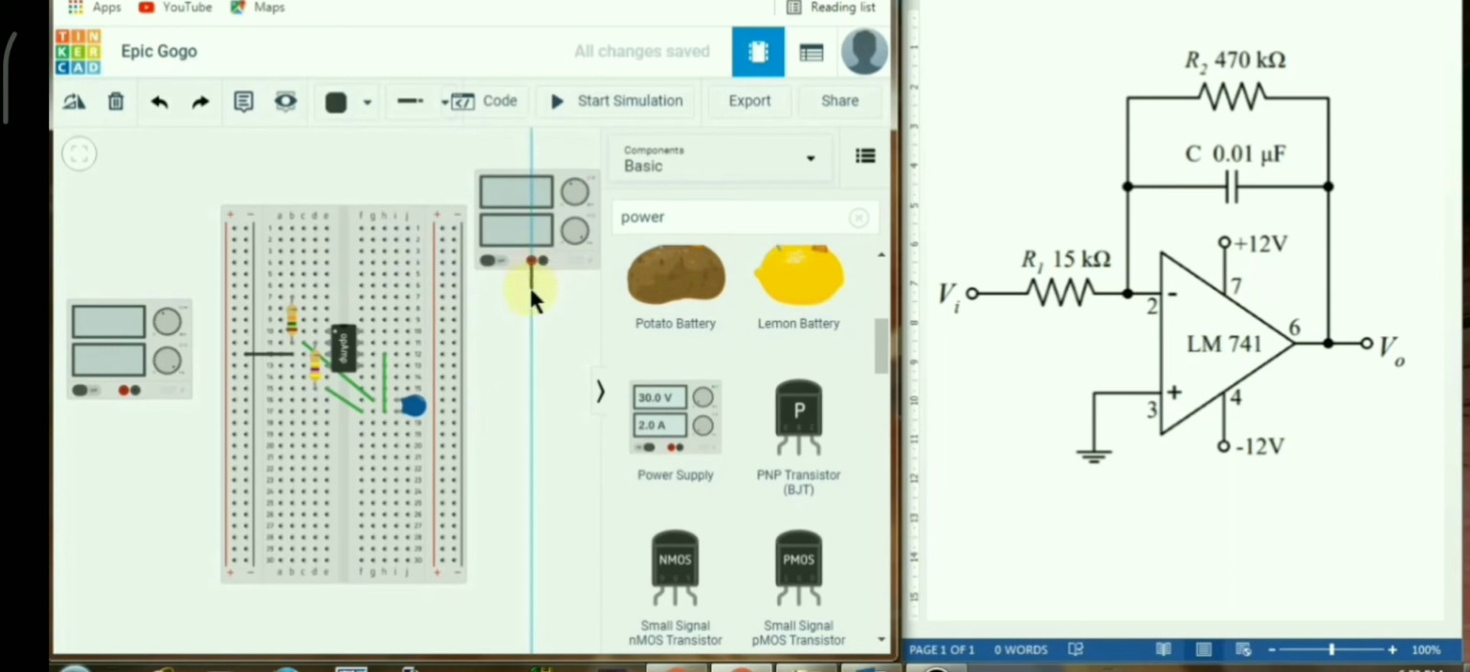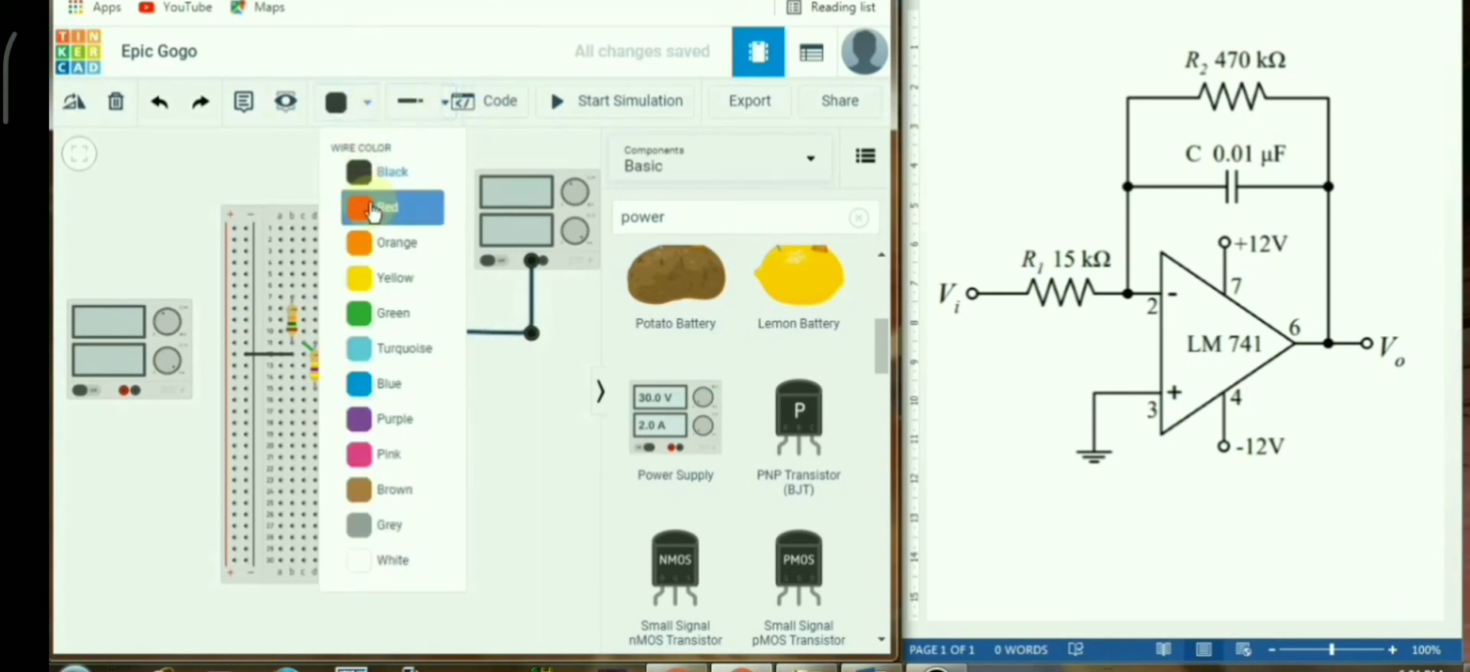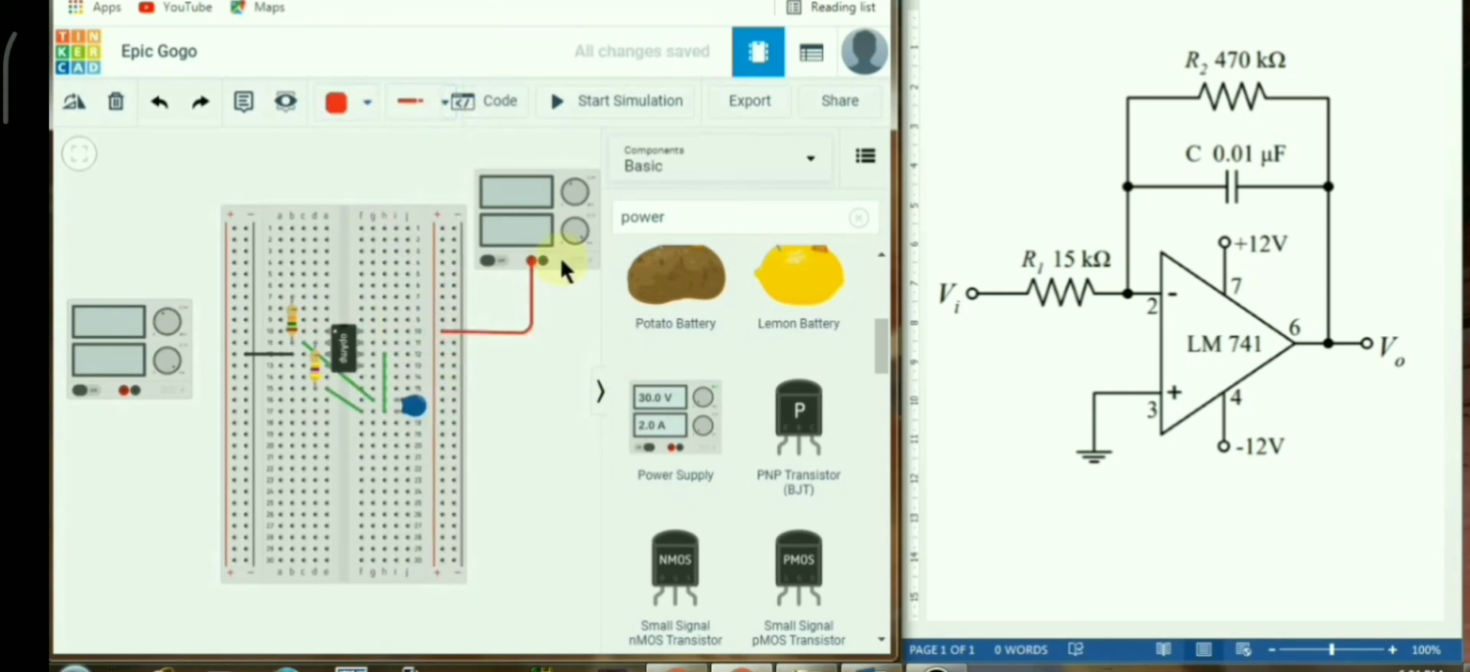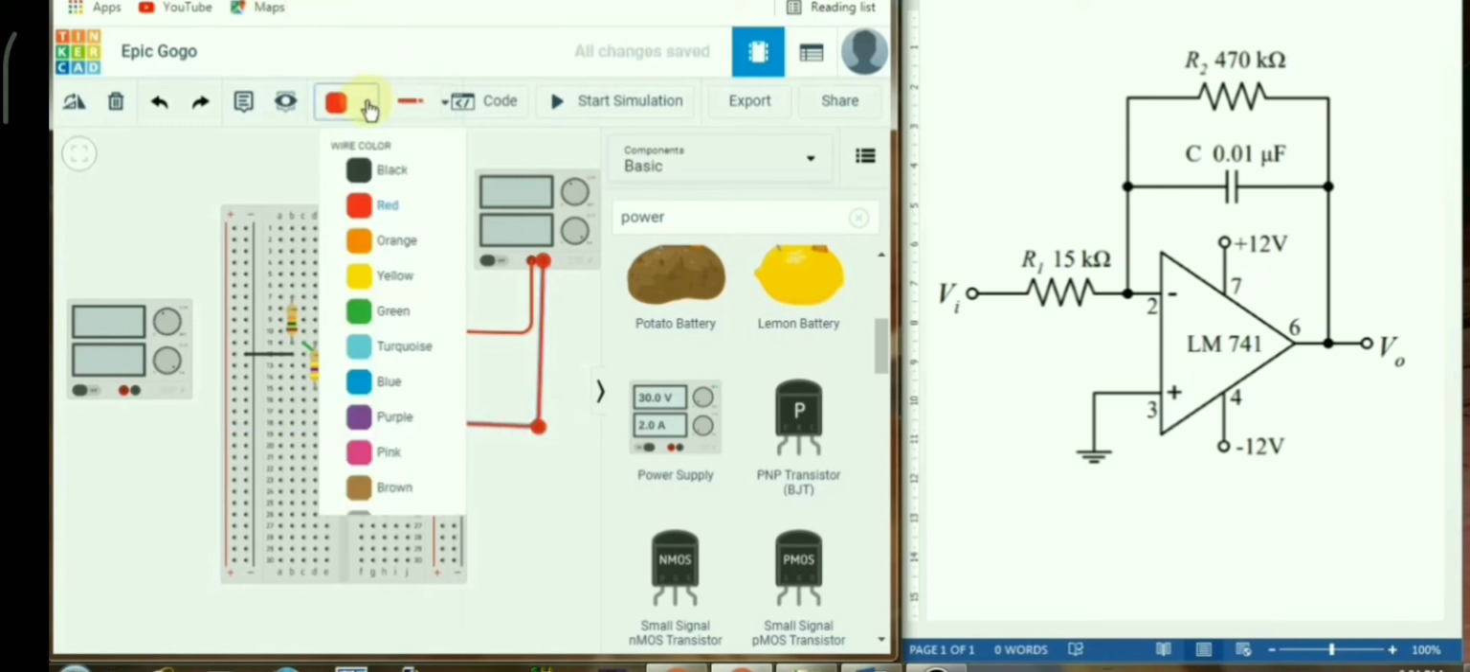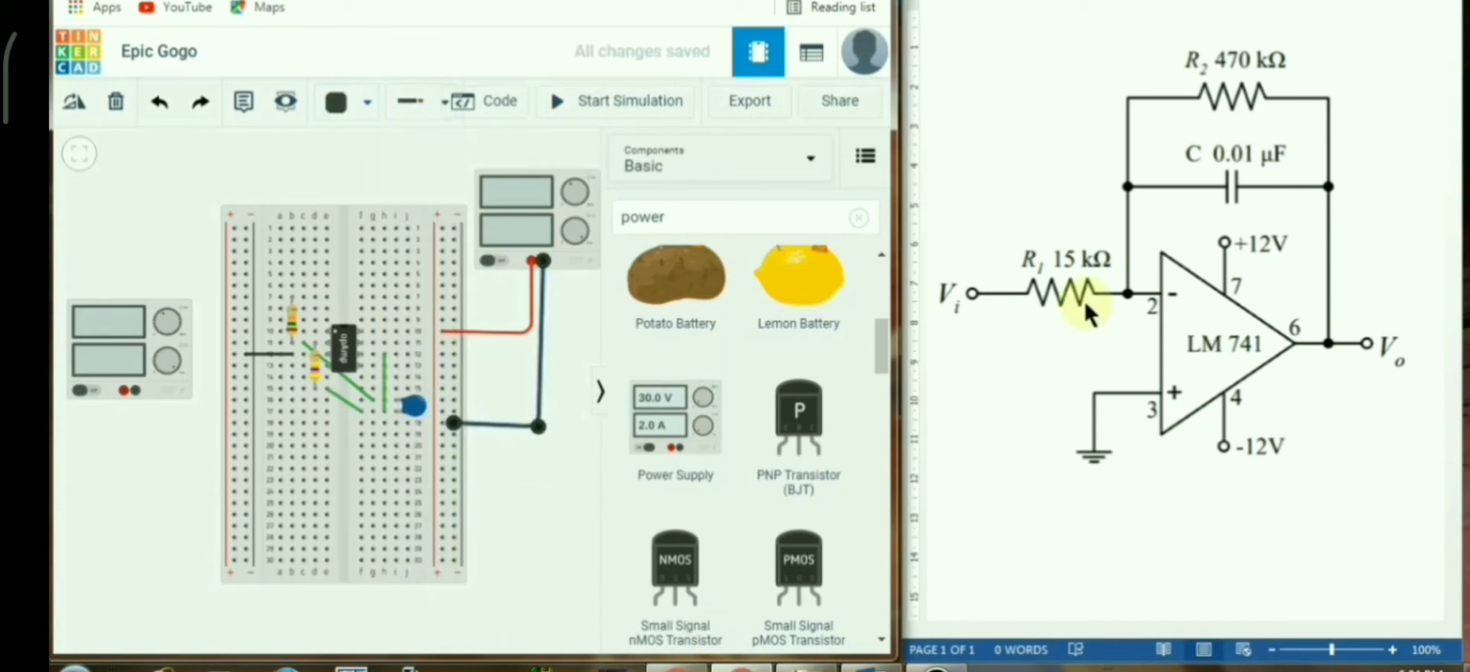The positive of the power supply is connected to the pin number 7. Change the color to red. And the ground terminal is common, connect to ground. Color of the ground wire is black.